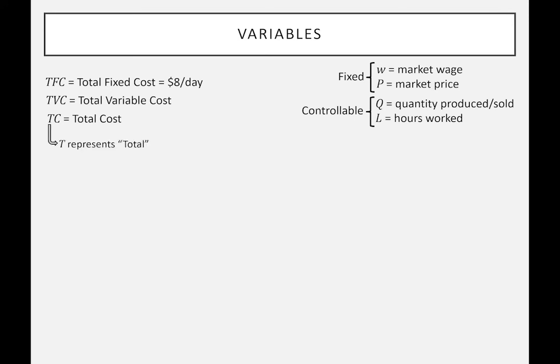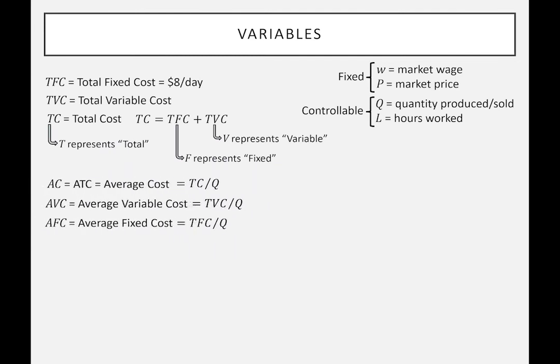The capital T in front represents total. And total cost is composed of two portions, the fixed cost and the variable cost. Notice the F stands for fixed, V stands for variable. Now, we have the average costs. Sometimes it's written as average total cost, like this here. I'll be using the notation AC for average cost. Then we've got V and F as before for variable and fixed.